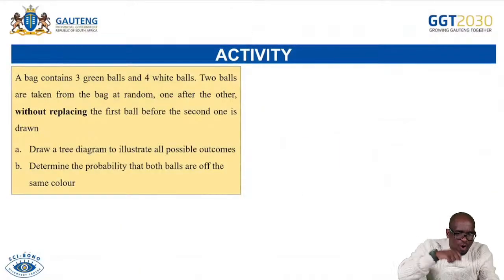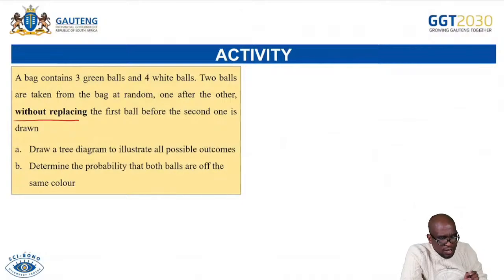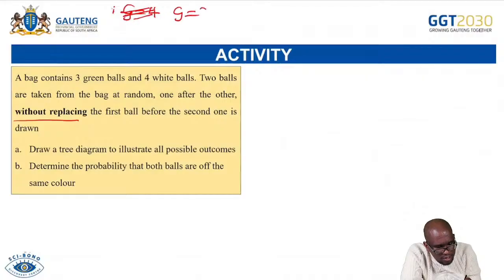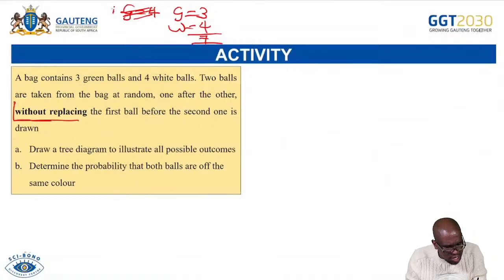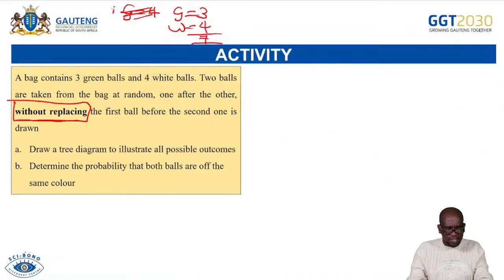Suppose that there is no replacement. Without replacement, green balls are still 3, white balls are 4, in total you have 7. I want you to try this one out, all right? I am just going to give you 4 minutes to work on that. It's a similar problem, but now the catch here is without replacing. Your 4 minutes time starts now.